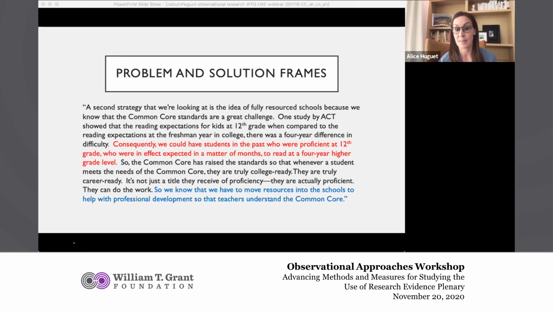So as she highlighted and we've discussed already, what I have here colored in red is the problem frame. So this person, this is mostly a monologue, says, consequently, we could have students in the past who are proficient at 12th grade, et cetera. And then they continue speaking, and at the end of this excerpt, offer a solution. So we know we have to move resources into the schools to help with professional development. So these are examples of problem and solution frames that we picked up from an excerpt. And of course, we had the benefit previously of reading the pages before and after these excerpts.